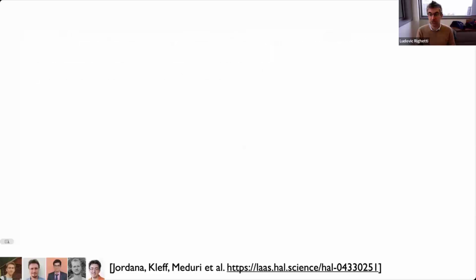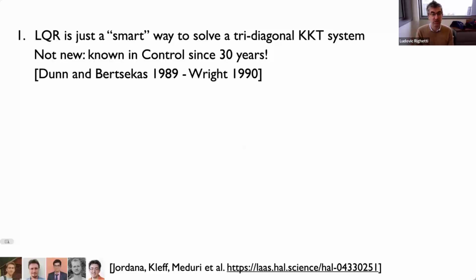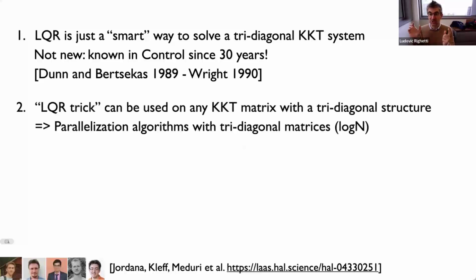So we tried that. So let me first summarize what I said. LQR is just a smart way to solve a tridiagonal KKT system. It's not new. Actually, if you read papers from Bertsekas or Wright, they already show that, and they already derive SQPs to solve nonlinear optimization problems. It's just that nobody implemented that in robotics, and it turns out that's exactly what we should do. So this LQR trick, you can use it for any KKT matrix that has the right structure. So basically you can tap into the whole optimization literature and just make things fast by using that. So there's no more advantage of doing DDP.